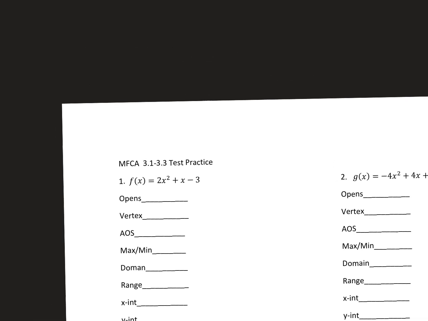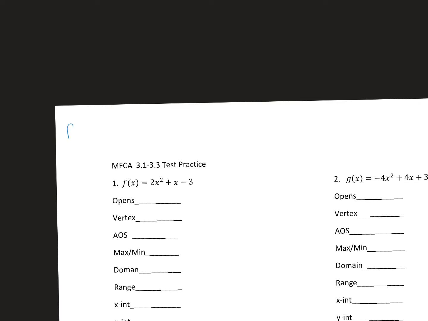Things you need to remember. All right, standard form of our quadratic is ax squared plus bx plus c. C's your constant, right? Our vertex form is a times (x minus h) squared plus k, where h and k are your vertex.